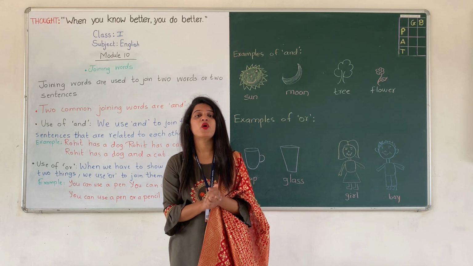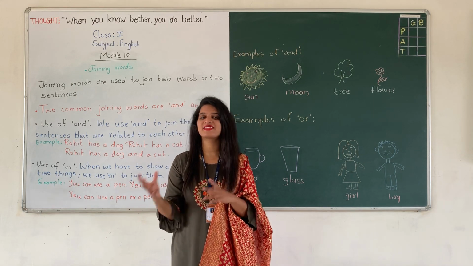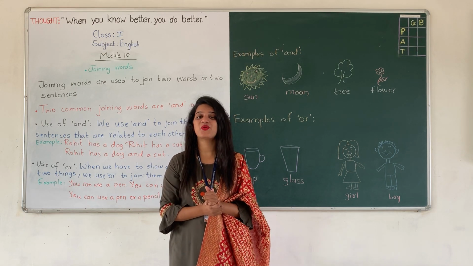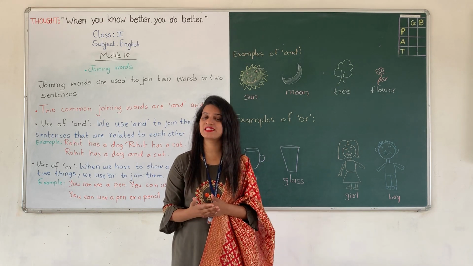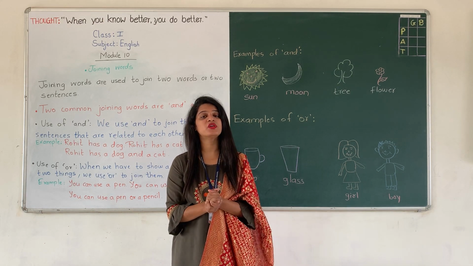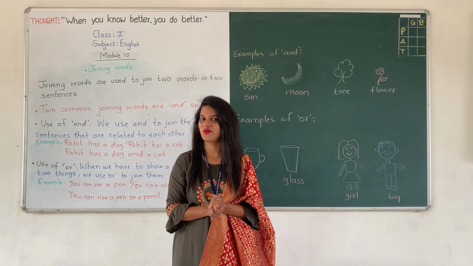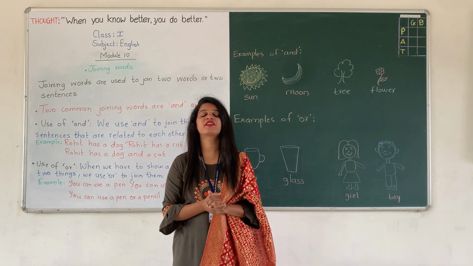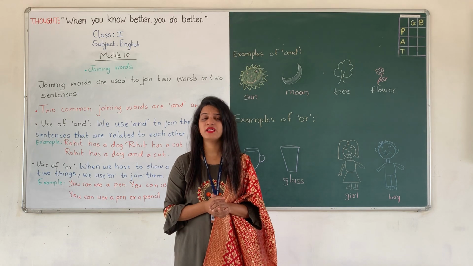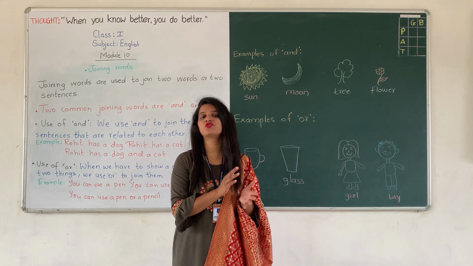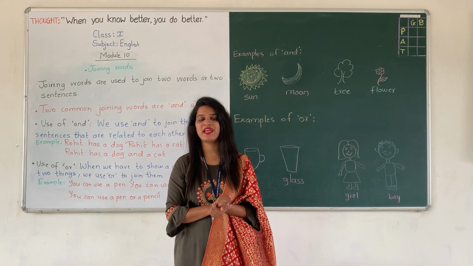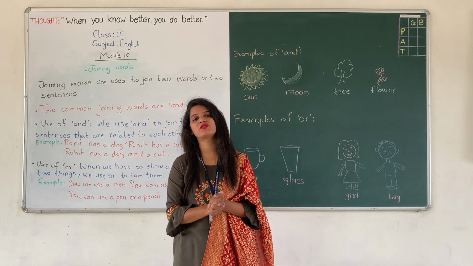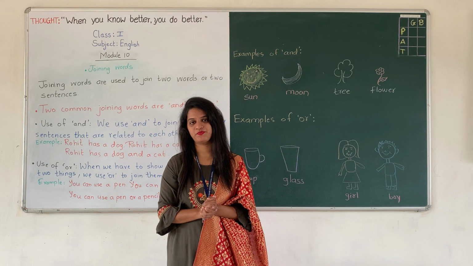But what do we do to join the words and sentences? Whenever we have to join words or sentences, we use joining words. Okay? There are different kinds of joining words, but the most commonly used joining words are and, or. These words we are going to study here today.